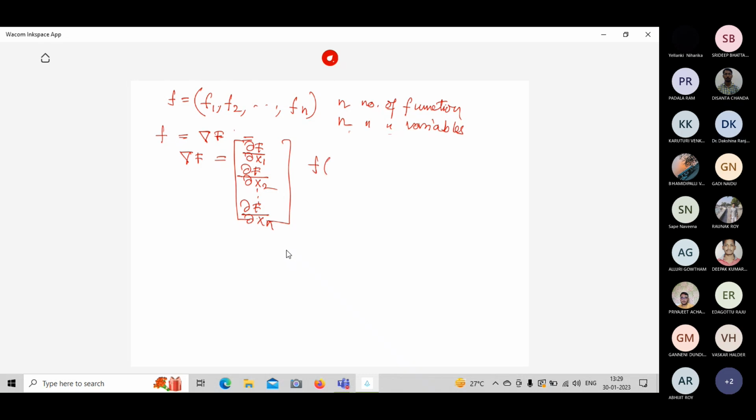We will write f of x plus j. What is j? So j is known as the Jacobian. Previously we got the Hessian matrix, now we get the Jacobian matrix.